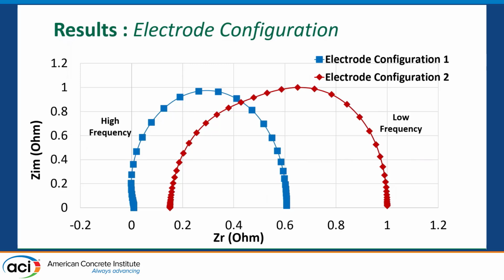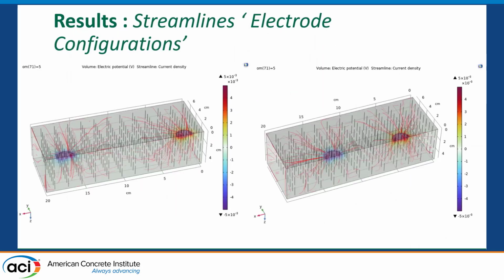Following with the Nyquist plot, this compares the two electrode configurations, and we see a shift along the x-axis on the real impedance part. When the electrodes become closer, the shift goes towards the right. This shows a change in the bulk effective resistance in the material. For this slide, you'll be able to see streamlines representing the current density flowing inside the fibers, comparing the two electrode configurations.